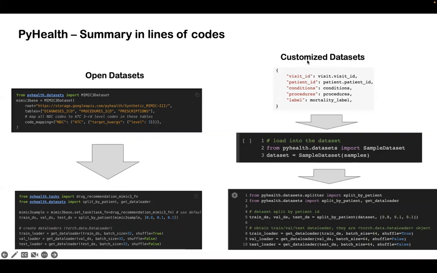The second type is that you have your own customized dataset. You really have to process that into some kind of X structure and Y structure, and then use our sample dataset to wrap it up into our internal data structure. And then the same, you can split the dataset into training, validation, and test, and then wrap it up to be a PyTorch data loader. And then starting from this point, these two pipelines are the same. You can use our machine learning models to handle them all.